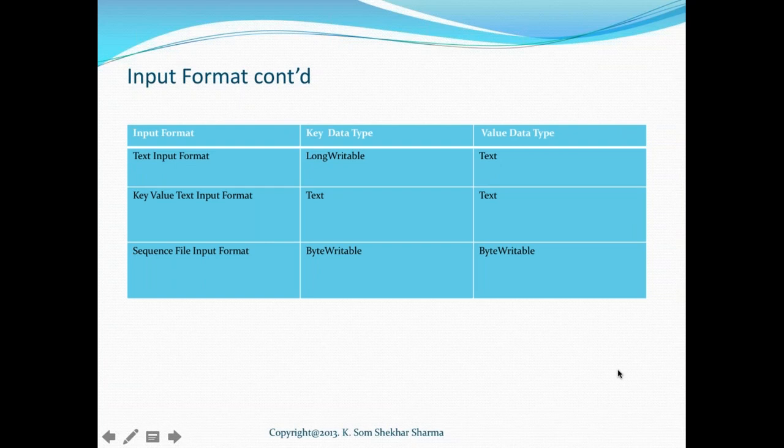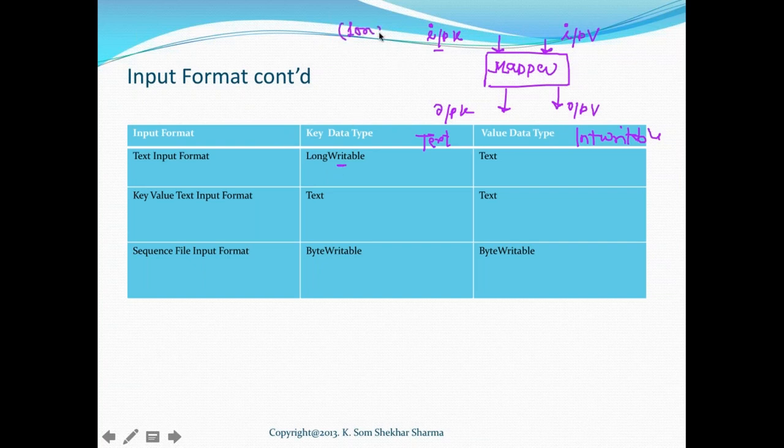Okay, now coming back to your word count problem. For the mapper, we have the input key and input value, and the output key and output value. The output key and output value, you already knew, are going to be Text and IntWritable. Now, since we are going to use TextInputFormat, the input key will be of type LongWritable and the input value will be of type Text. So that's the first step, and that's how you are going to write your mapper class.